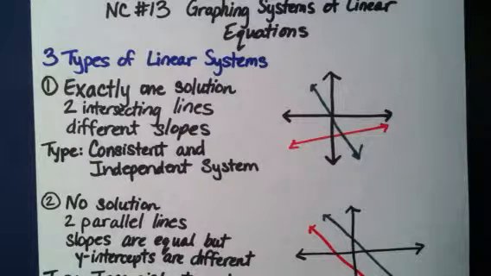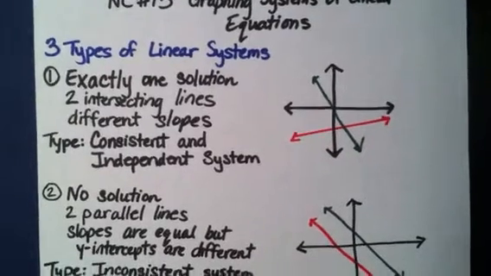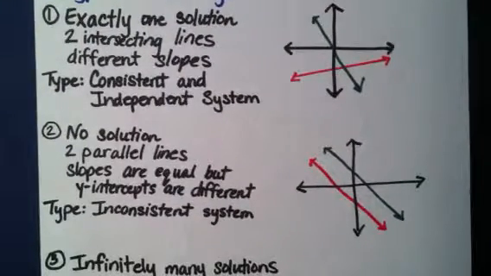The 3 types of linear systems. The first, we have exactly 1 solution. It involves 2 intersecting lines with different slopes. The type would be consistent and independent. The second type of linear system has no solution. It involves 2 parallel lines. The slopes are equal, but the y-intercepts are different. This type would be considered inconsistent.